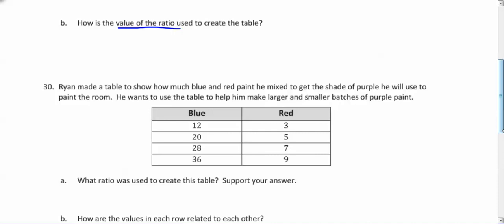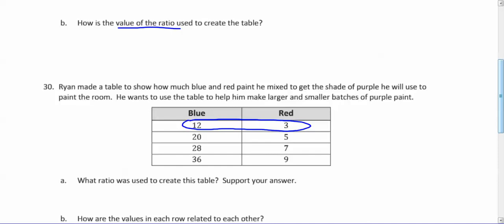And then number 30 says you're mixing paint essentially. Now you'll notice this, going from blue to red, it's getting smaller. We can use division as well as multiplication to look from one side to the other. So in this case, what are you dividing 12 by to get to 3? 4, right? Let's see if it's true here. 20 divided by 4, is that 5? Yes. Is 28 divided by 4, 7? Yes, all right. So what ratio was used to create the table?